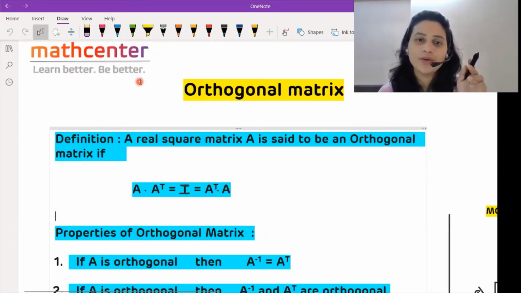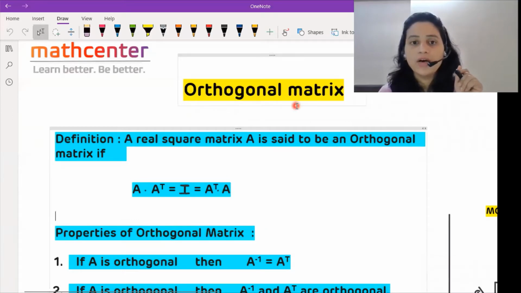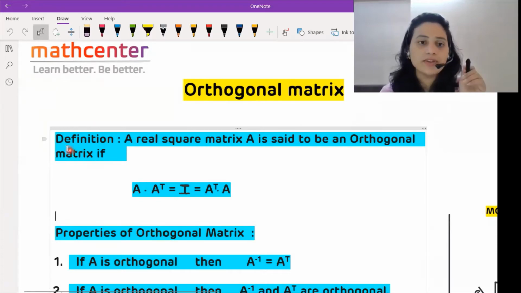In our last video, we saw how to find the inverse of a given matrix by using the adjoint method. Now, in this video, we are going to see what an orthogonal matrix is, what the different conditions or properties of the orthogonal matrix are, and some examples of the orthogonal matrix. Okay, so let's start with the definition.